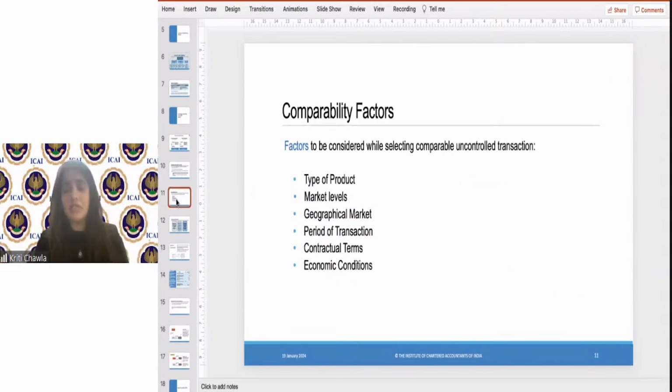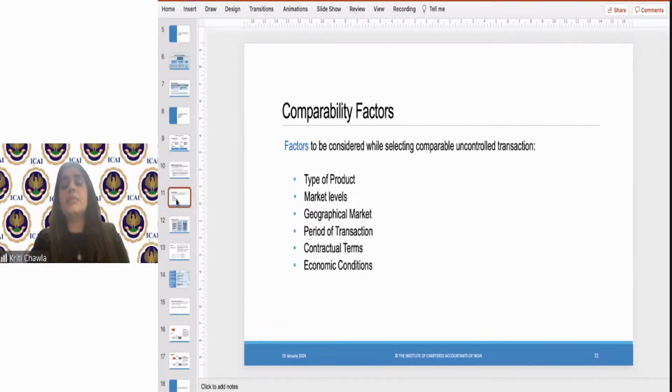Then they say that the market levels have to be the same. So if your related party is a manufacturer of pens, then you will have to make sure that the independent parties are also manufacturers of pens. Isn't that obvious? No, it's not obvious, because a lot of times people compare a manufacturer to a distributor also. You cannot do that. So if your related party is manufacturing pens, then you will have to make sure that this independent party is also a manufacturer of pens. It is not a distributor of pens. So the market levels have to be the same.